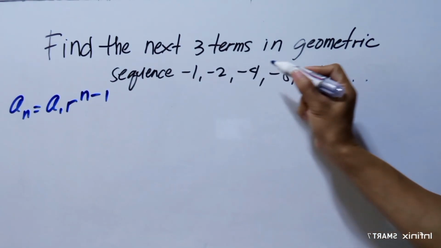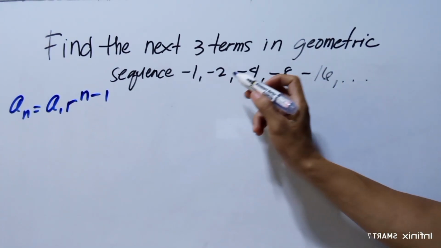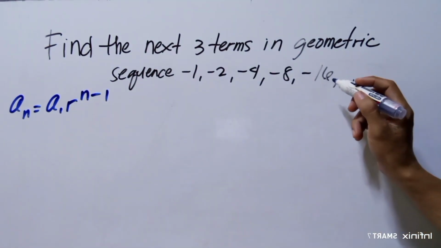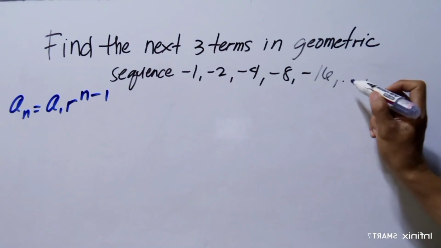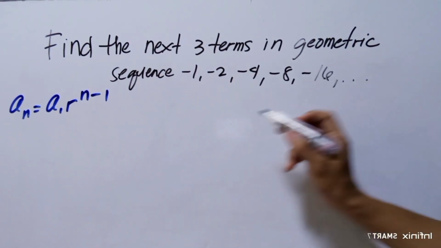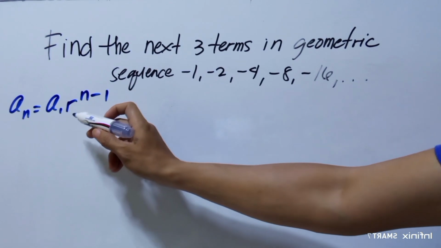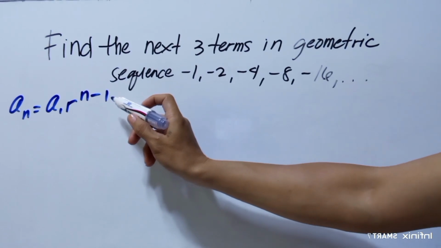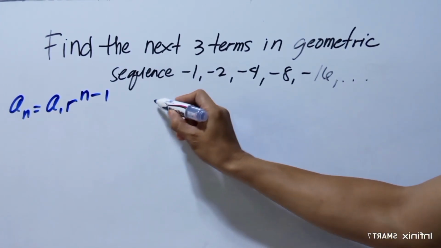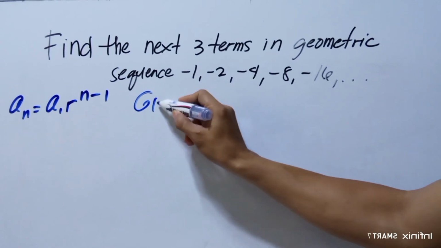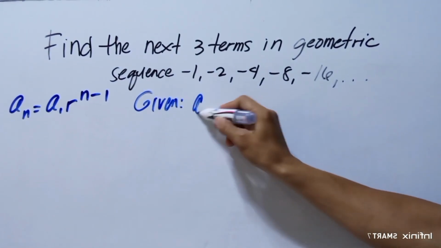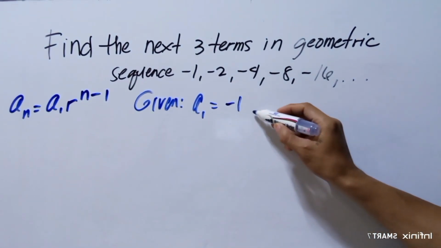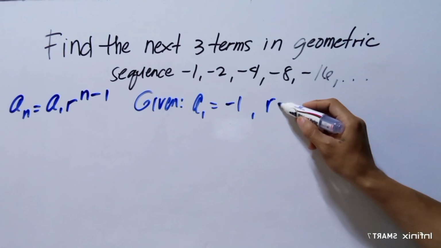Find the next 3 terms in geometric sequence: negative 1, negative 2, negative 4, negative 8, negative 16. So hanapin natin yung next 3 terms. Okay? So we will use this formula: a sub n equals a sub 1 times r raised to the power of n minus 1. So first, kunin muna natin yung given natin dito. Yung a sub 1, this is the first term, which is negative 1. And then kunin natin yung common ratio ng ating sequence.